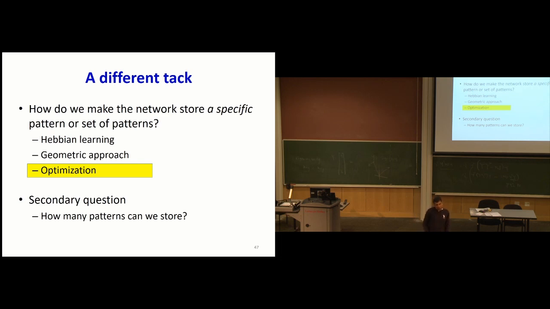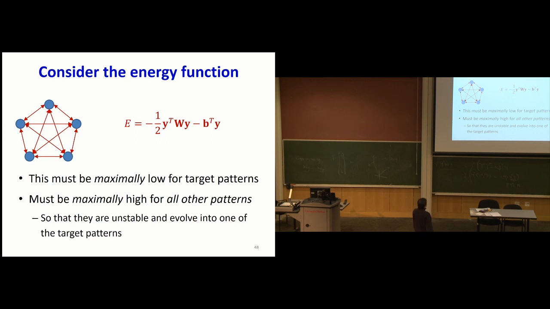So that leads us to an optimization-based framework. Now let's go back here. Let's consider the energy function. If I have a target pattern, something that I want to remember, the energy must be a local minimum for that target pattern, right? And if I want the pattern to be robust, I want the energy to be as low as possible, because that means I can change many bits, and the network is still going to evolve back into that pattern. At the same time, I don't want it to have parasitic memories. So I want the energy for all the other patterns to be as high as possible, so that when I set the network at those patterns and the network begins to evolve, it can't just sit at those patterns.